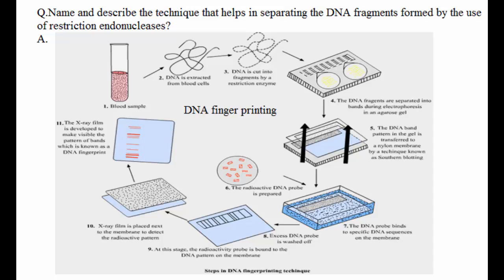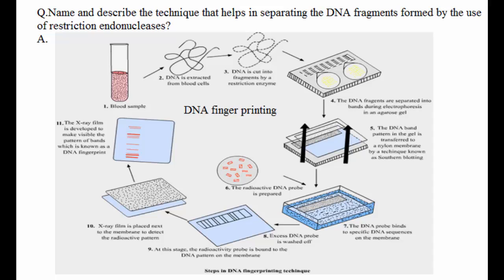Next, this nylon sheet is immersed in a bath, and probes or markers, which are radioactive synthetic DNA segments of known sequences, are added. These probes target specific nucleotide sequences which are complementary to VNTR sequences. VNTR is nothing but variable number tandem repeat sequences, and the probes then hybridize to them.